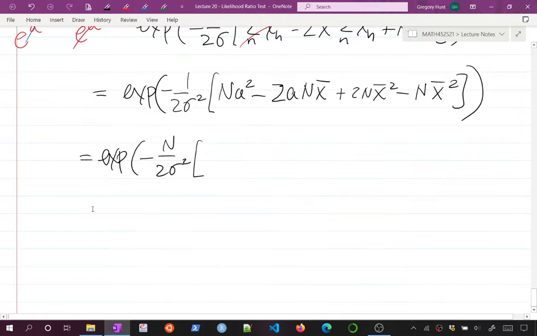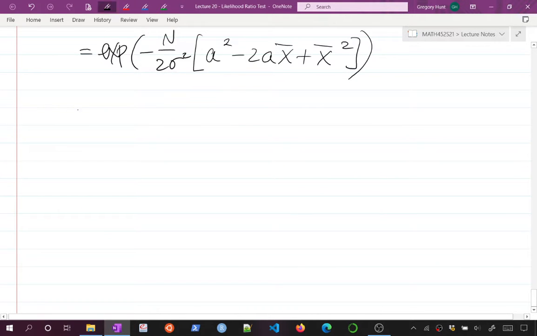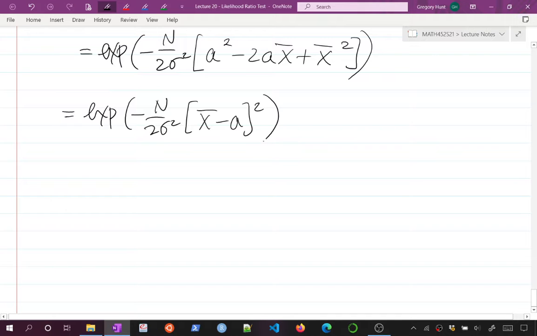Okay, so if OneNote's actually going to behave now, this should be a squared minus 2a x bar plus x bar squared, right? And now we can notice that this thing is just a quadratic term. So this looks like what? X bar minus a quantity squared. So this is, of course, lambda. All we've done here is derive what our form is.